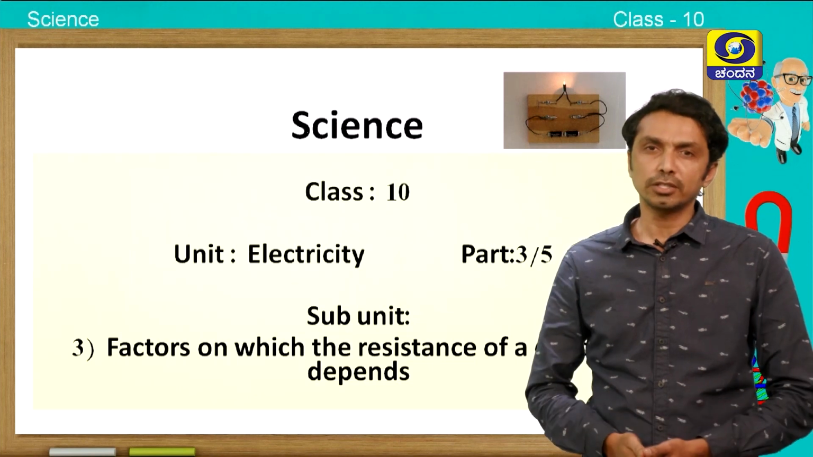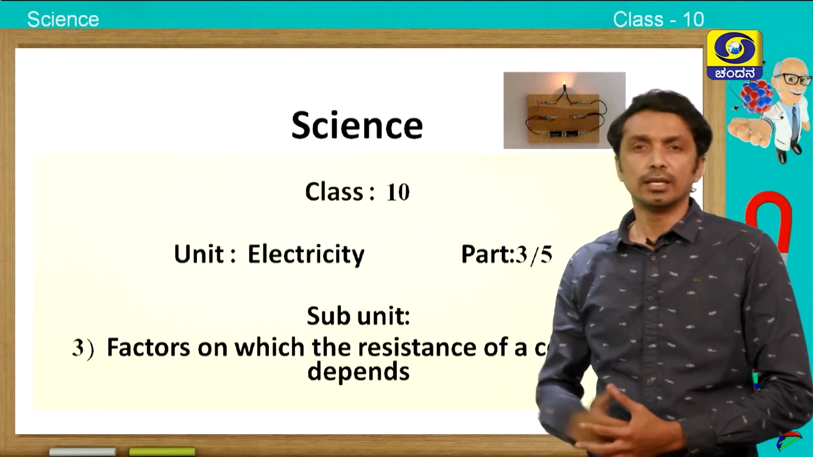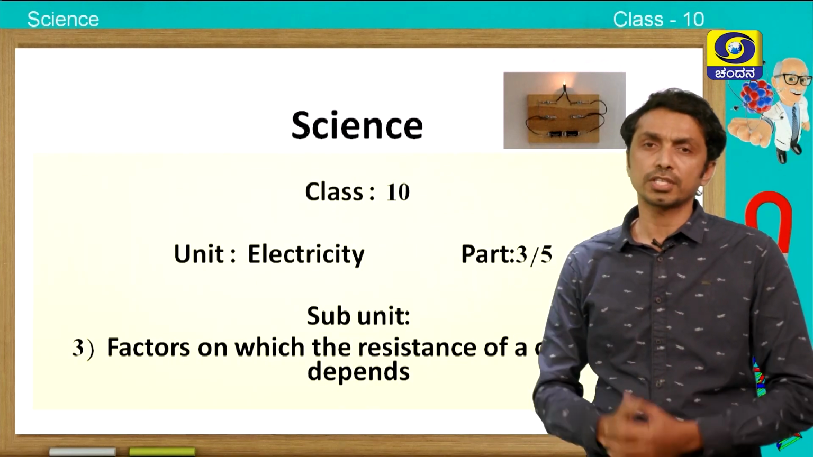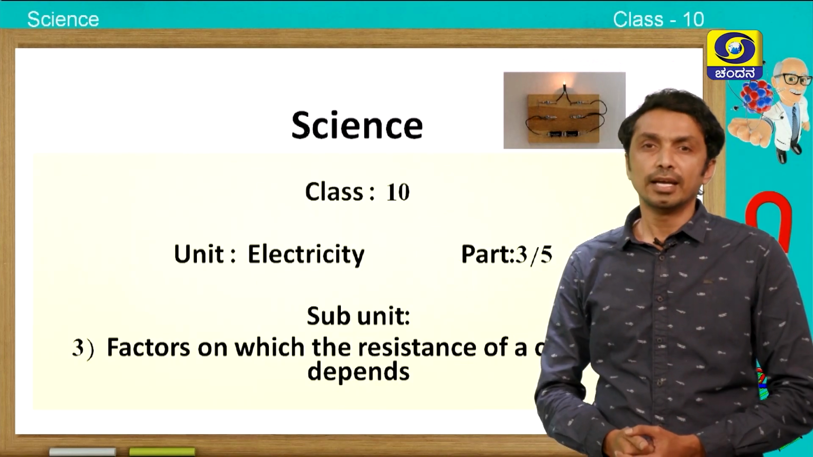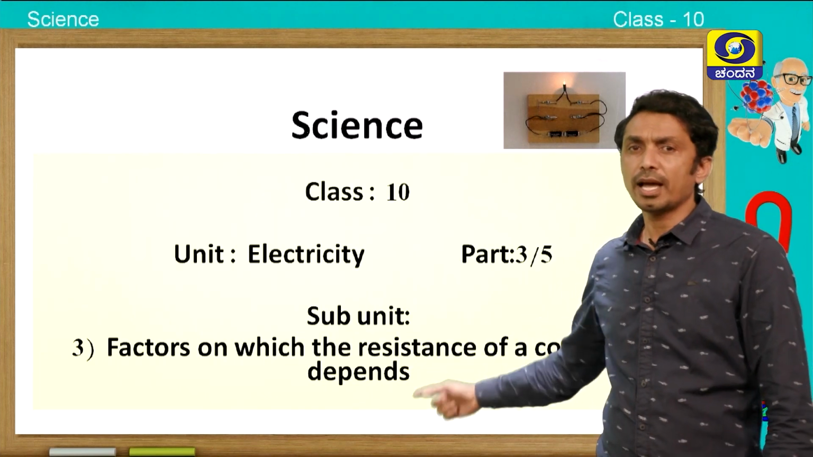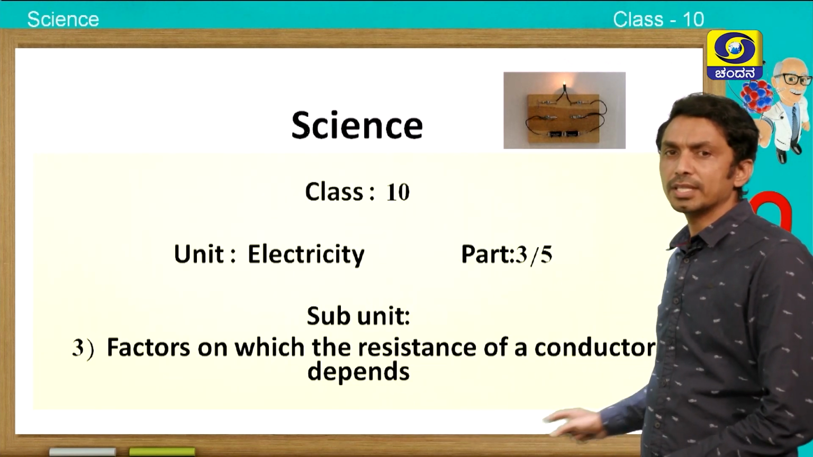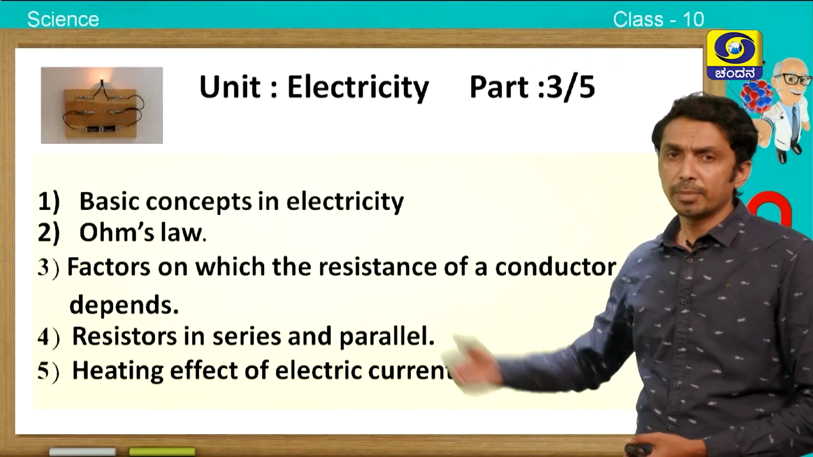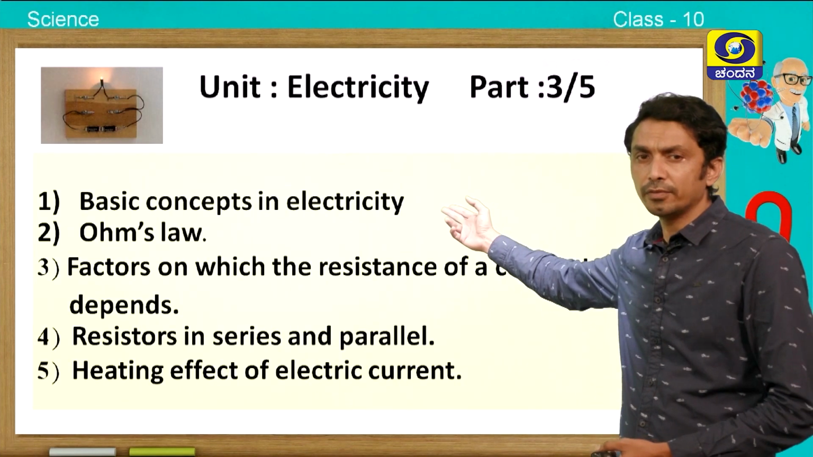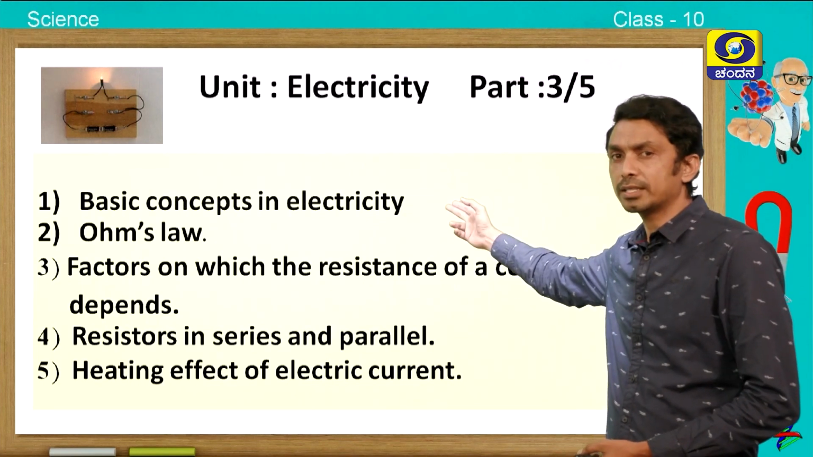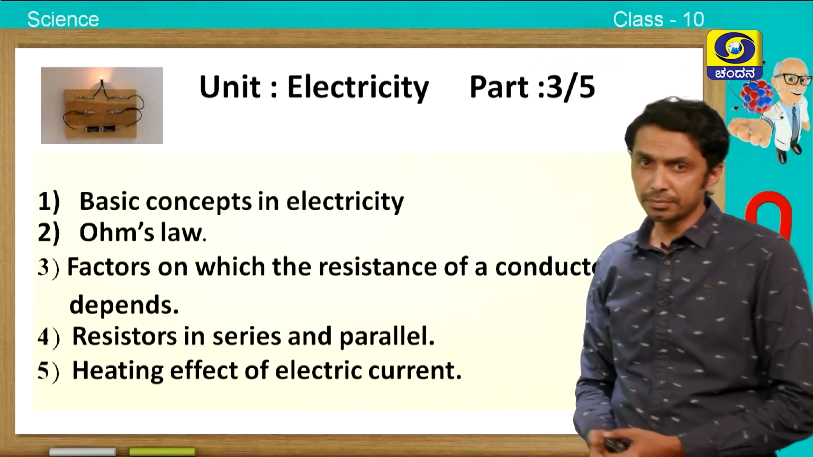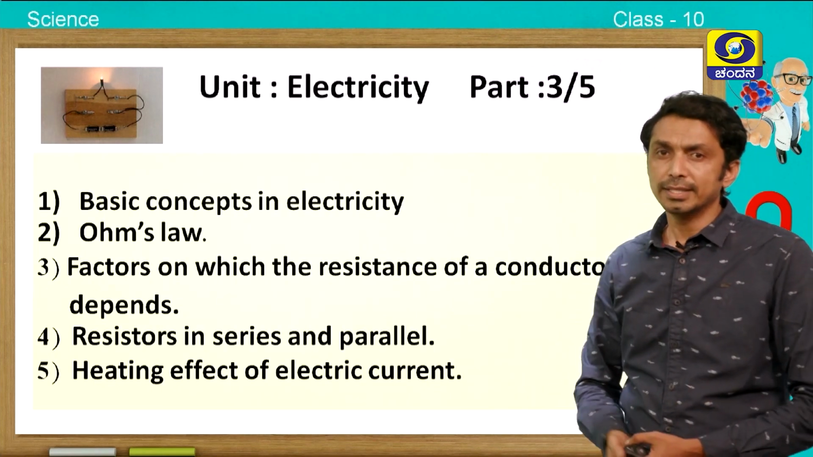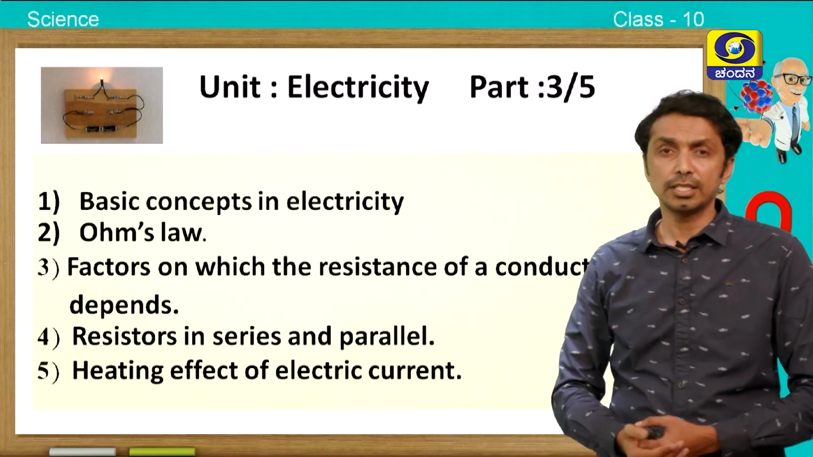Today we are continuing with the topic electricity. As you can see, this is the third part of the 5 sessions in the topic electricity. Today's subunit is, as you can see, factors on which the resistance of a conductor depends. Children, in the previous 2 classes we have learnt basic concepts of electricity and Ohm's law. Now in today's class we are going to learn the factors on which the resistance of a conductor depends.